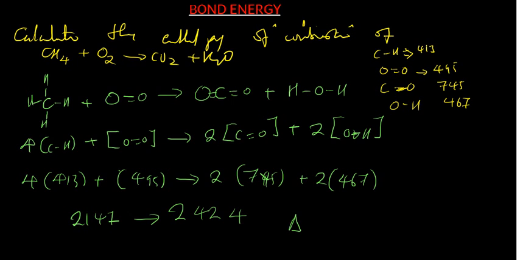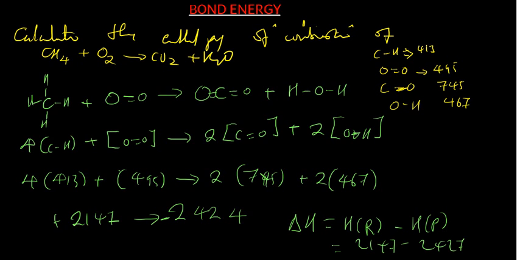Now for the enthalpy, we know that this is bond formation, this is bond breaking. Always, bond breaking is positive, bond formation is negative, as energy is released. So enthalpy is always the energy of the reactants minus the energy of the products. In this case, the reactants is 2147, the products is 2427. So 2147 minus 2427. So the answer that we're supposed to find there is negative 277.